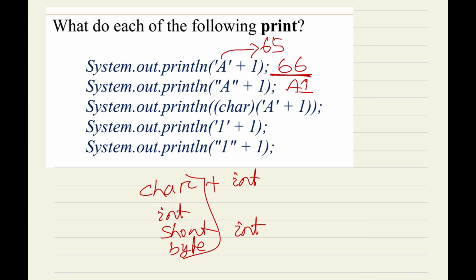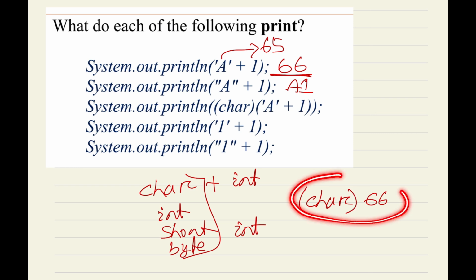Now this value is 66, we have just discussed. Char is written before 66, so it is like char then 66. We want to convert this 66 to its equivalent character value. If we convert this 66 to its equivalent character value, it is B. Again you see the ASCII table and see the equivalent character value for integer 66 is B.